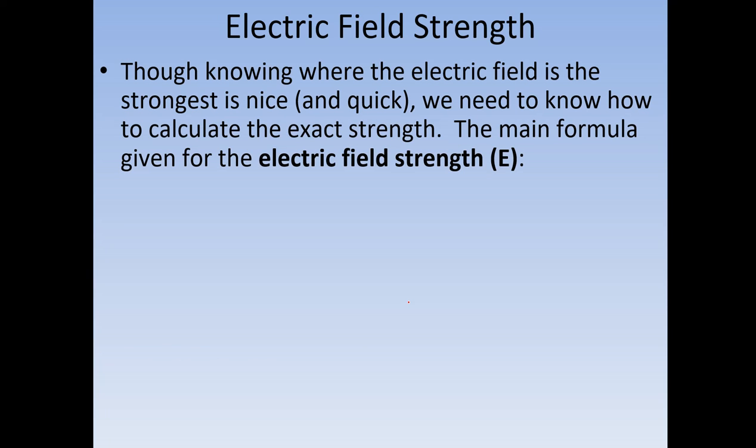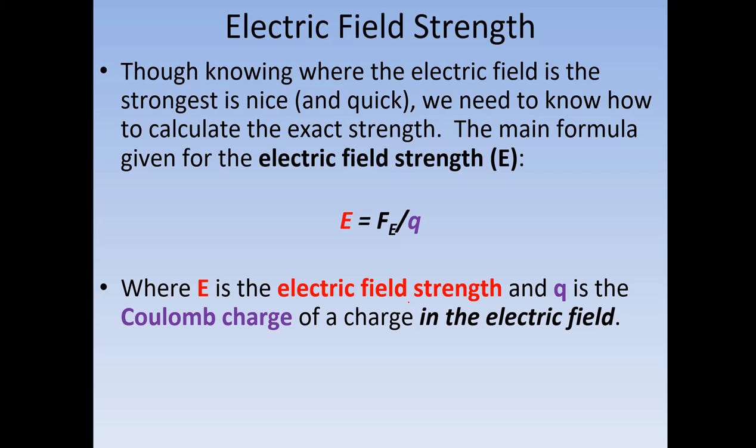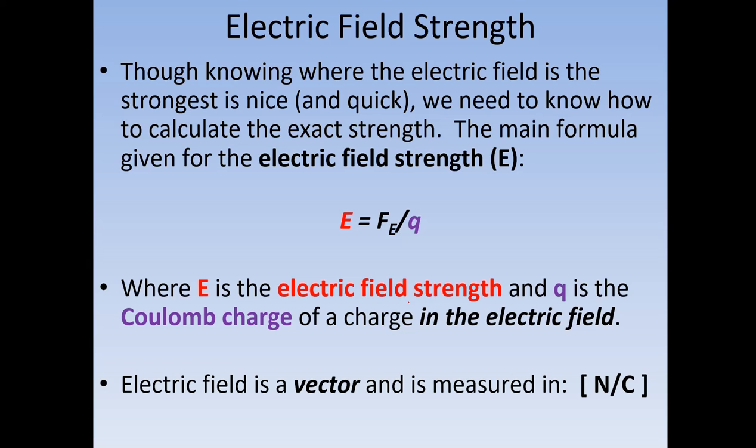Now, there actually is an equation to figure out the strength of the electric field. The electric field strength is represented by the symbol E, and it's given by this equation: E equals Fe over Q. So E is our electric field strength, Q is the charge, and Fe is the electrostatic force it's experiencing. Now, the electric field is a vector. As we said, it always answers what would a proton do. And the unit is newtons per coulomb, which makes sense because the electrostatic force is measured in newtons, charge is measured in coulombs, so newtons per coulomb. It's a really easy equation. We'll do like 2 questions on it.